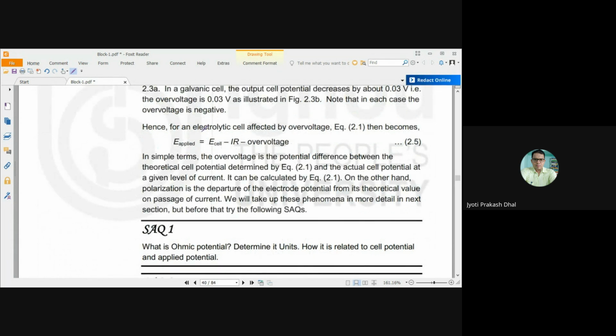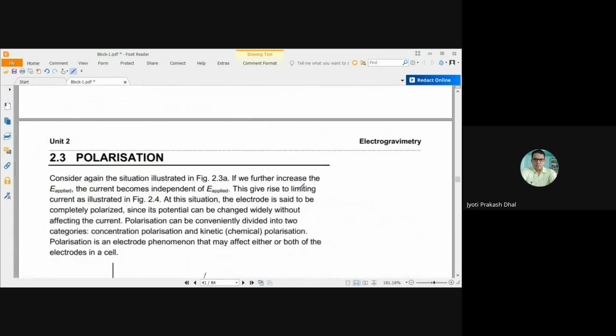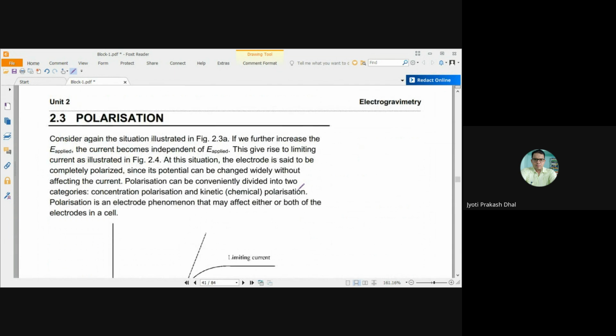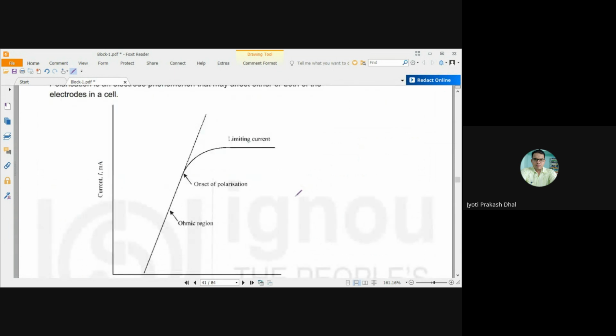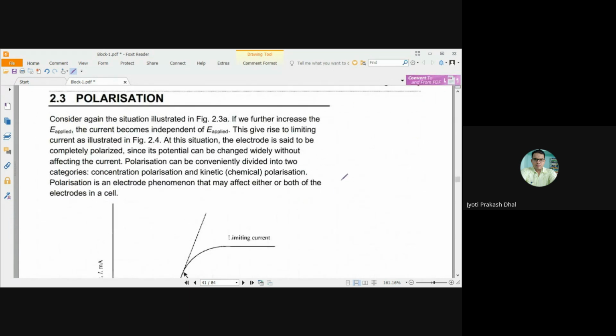So hence, for the electrolytic cell affected by overvoltage, the equation will be converted into E applied equals E cell minus IR minus overvoltage. So these are the equations. Now coming to polarization.